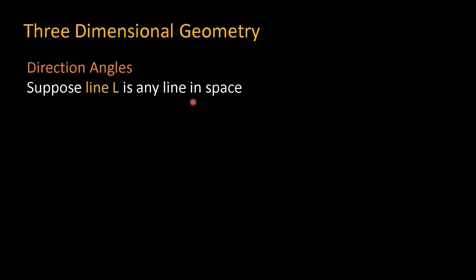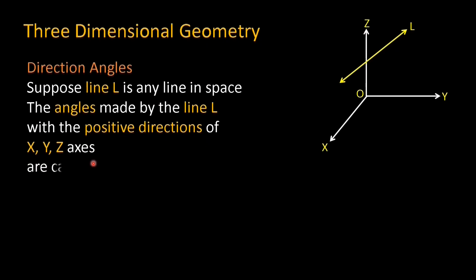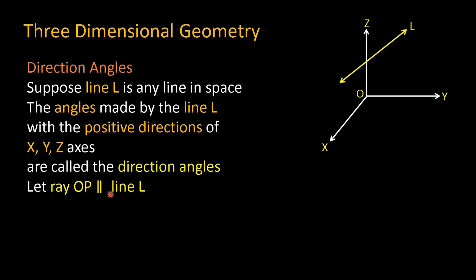In this video, we will discuss some basic concepts of three-dimensional geometry, and the first among them is direction angles. Suppose line L is any line in space. The angles made by the line L with the positive directions of x, y, and z axis are called the direction angles. Let ray OP be parallel to line L. The angles made by ray OP with the positive x, y, and z directions will be the same as that made by the line L with the positive x, y, and z directions.